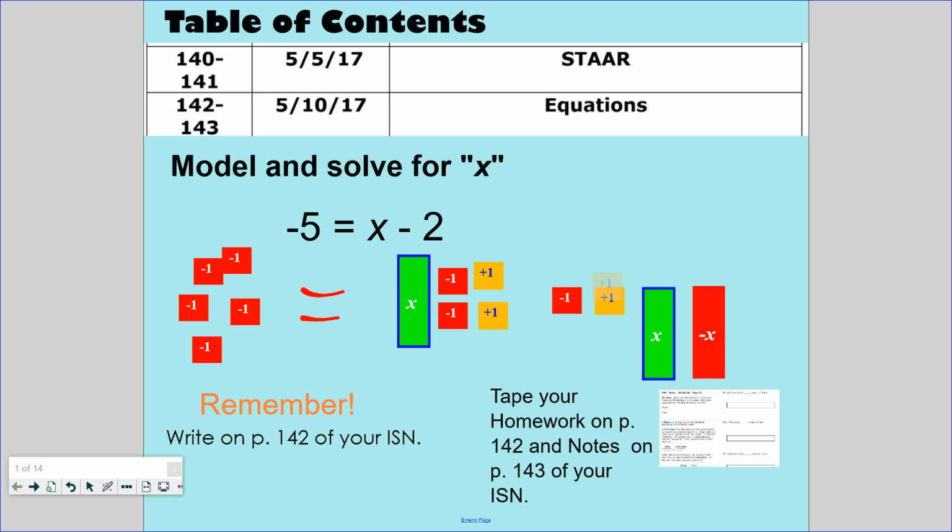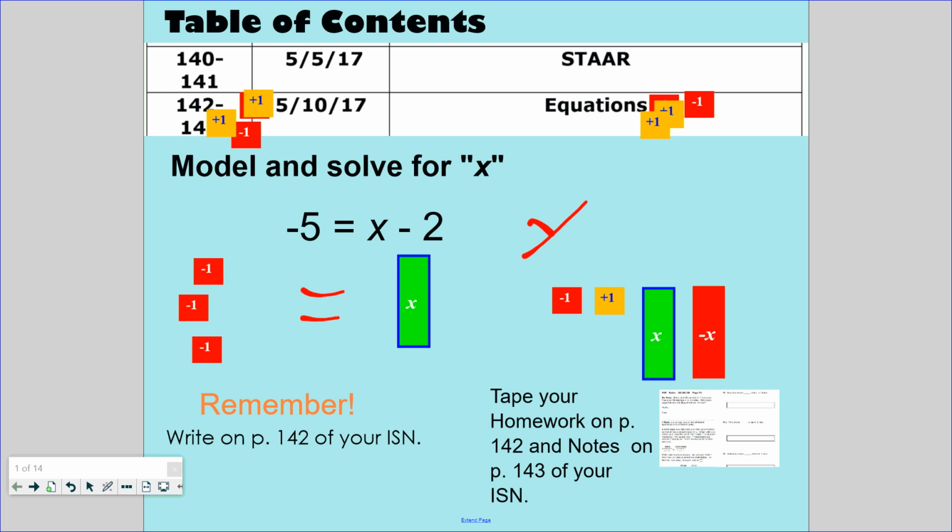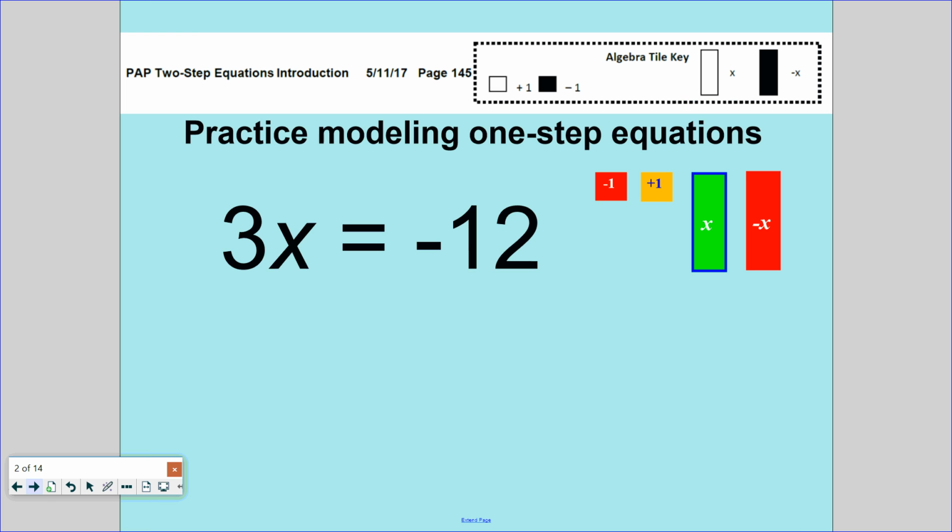Don't forget to balance it on the other side. So I need to add 2 positives on both sides. These are zero pairs. So x is equal to -3. Let's go back and check our work. I substitute x with -3. What is -3 minus 2? -5 is equal to -5. Check and check.